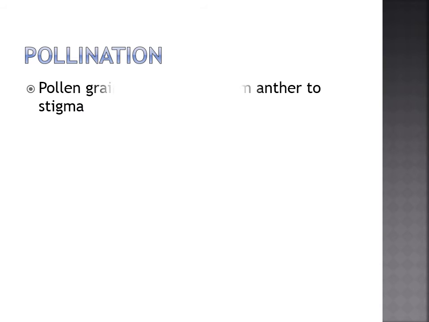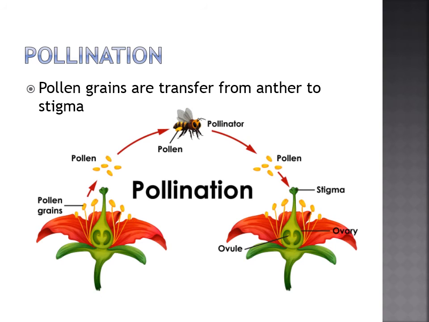Dear students, do you know what is the meaning of pollination? Pollination is the process where pollen grains are transferred from anther to stigma of the flower by different kinds of agents. In the figure you can see a pollinator transferring pollen grains from one flower to another flower.